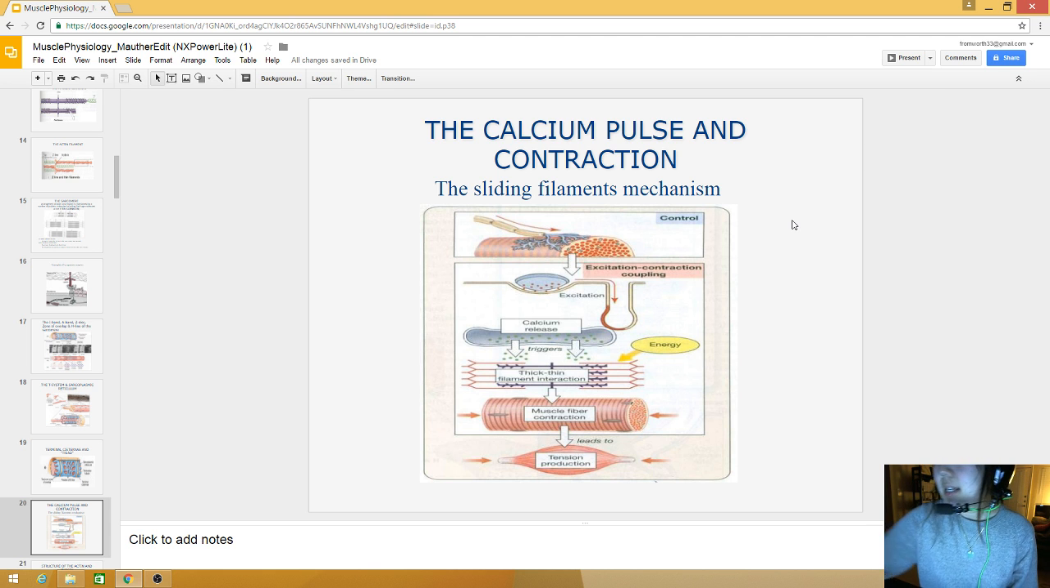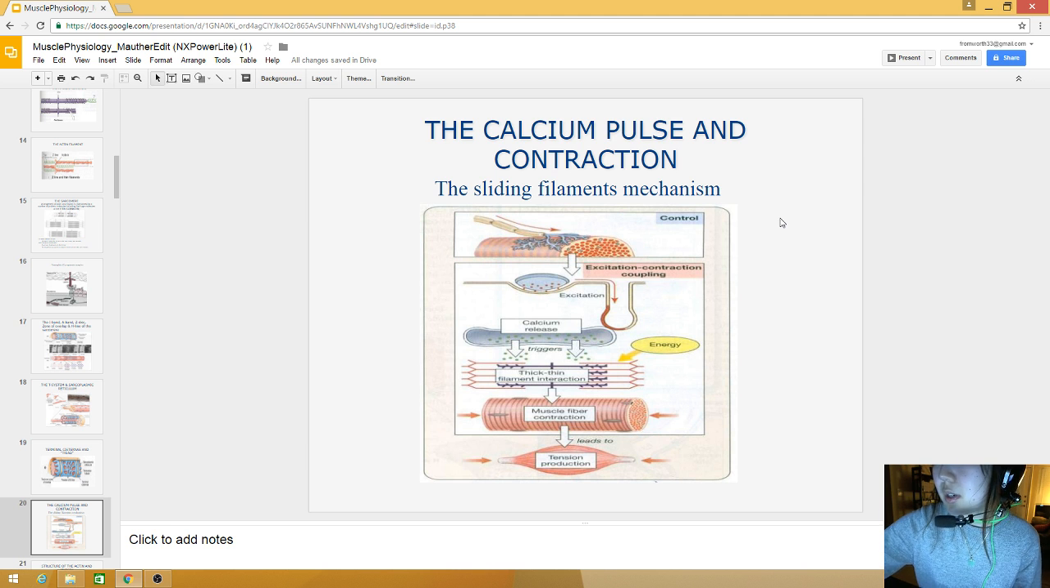So how does contraction take place? An action potential comes down from the neuron and depolarizes the terminal, which releases acetylcholine. Acetylcholine will generate an EPP, giving rise to an action potential, which travels all the way through the membrane and dips into the transverse tubule. And this is going to depolarize the membrane, causing the opening of calcium channels in the cisternae. Calcium is then going to be released in the cytoplasm over the actin and the myosin filaments.